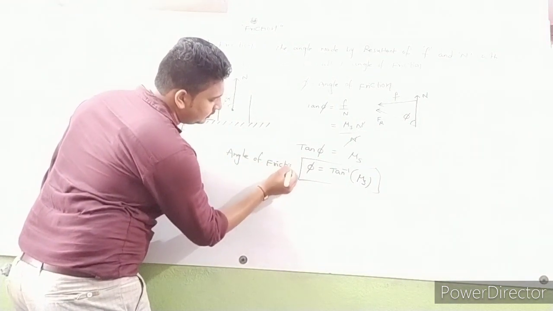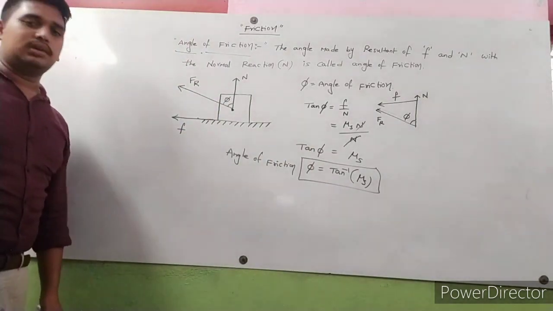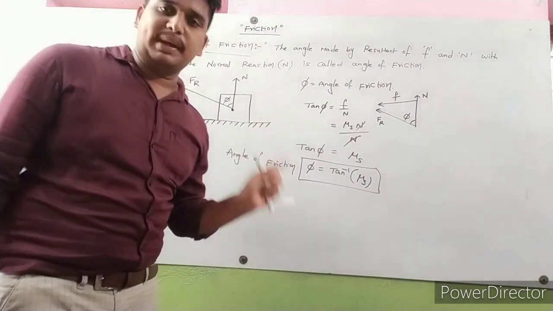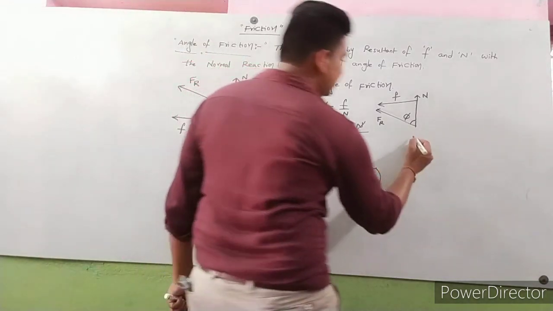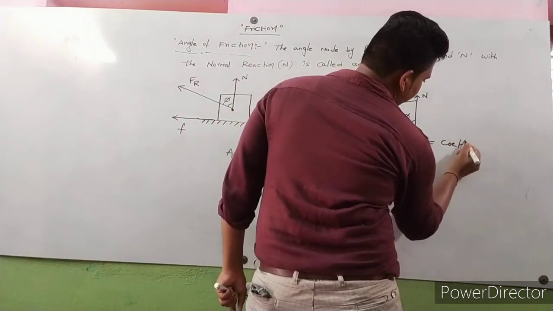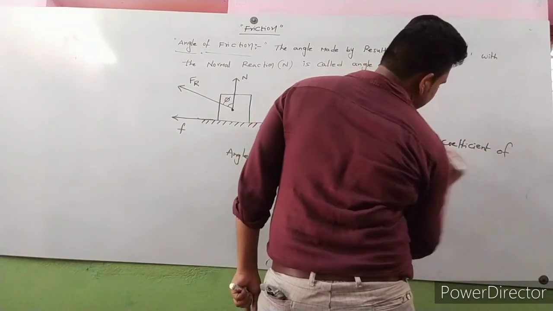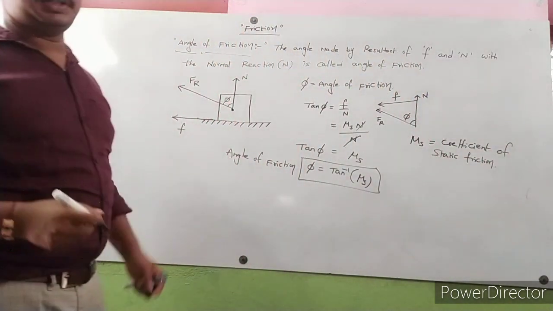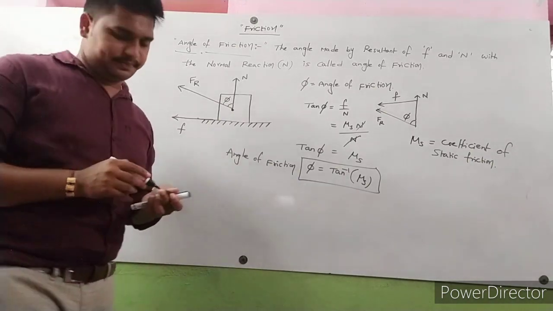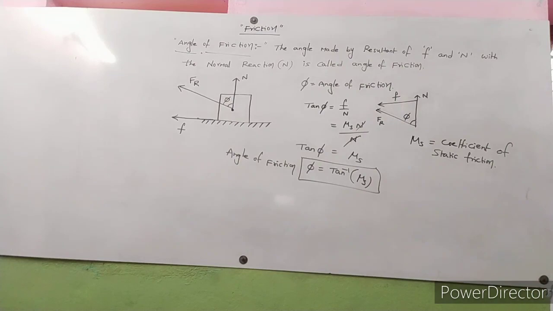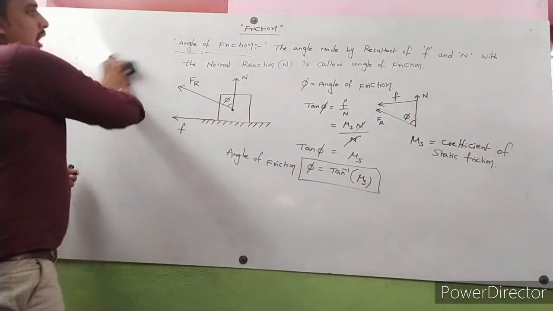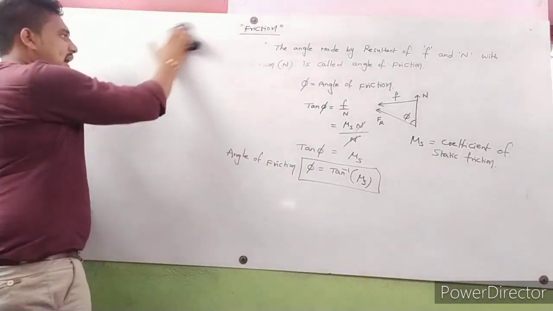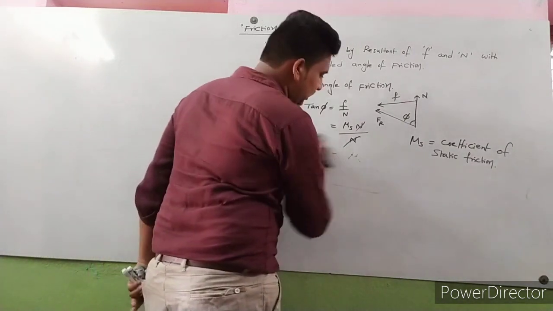Angle of friction φ is equal to tan inverse of μs. So this is very important. Here μs is the coefficient of static friction. Next. Angle of friction is finished. In this, angle of friction φ is equal to tan inverse of μs.